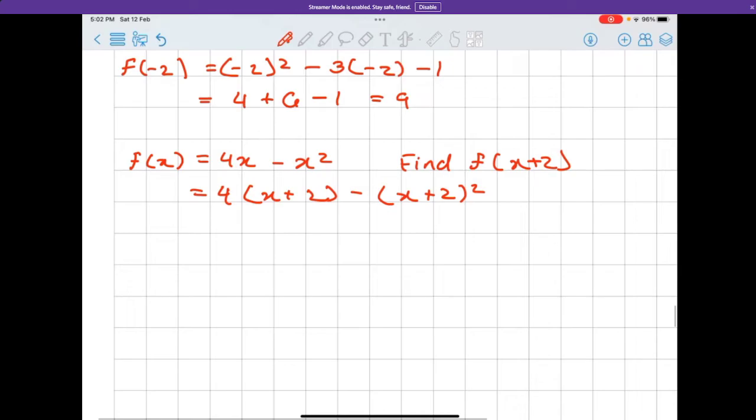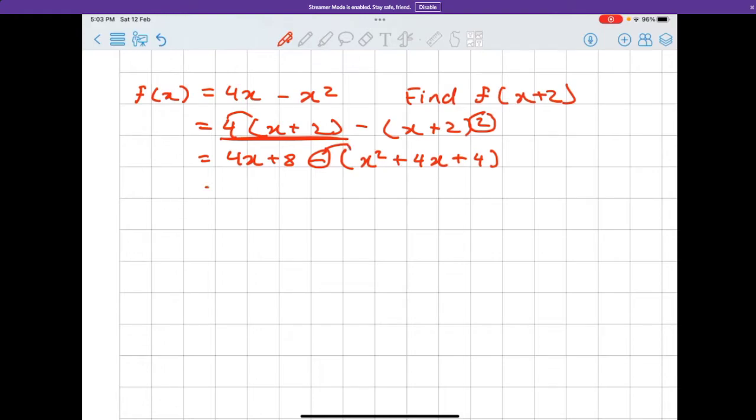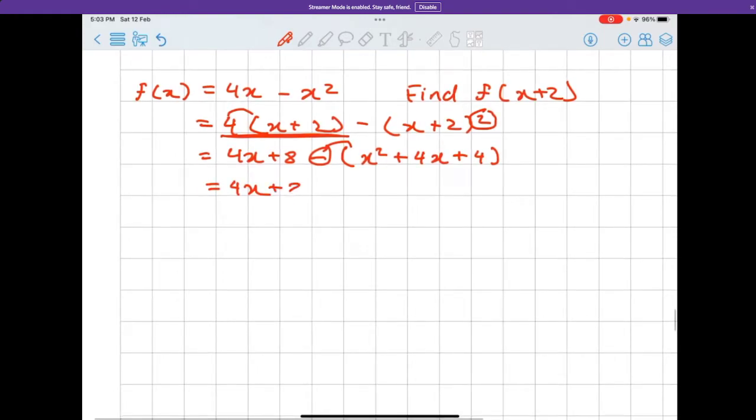Now for this one, it's pretty straightforward for this part. You distribute it. So you get 4x plus 8 minus, you have all squared here, which means that we can use the perfect square trinomial. So you end up with x squared plus 2 times 2, which is 4, and then x, because it's 2ab, and then plus 2 squared, which gives us 4. And then you distribute this negative over here. 4x plus 8 minus x squared minus 4x minus 4, because you distributed the negative.